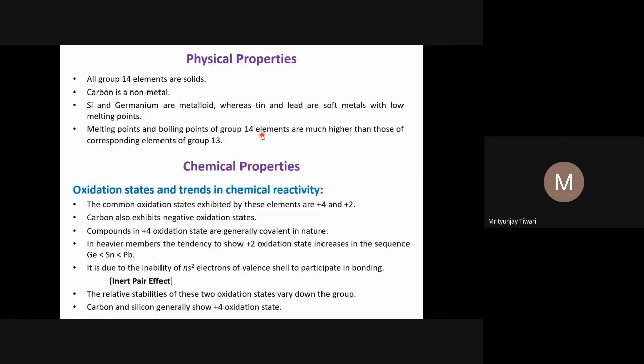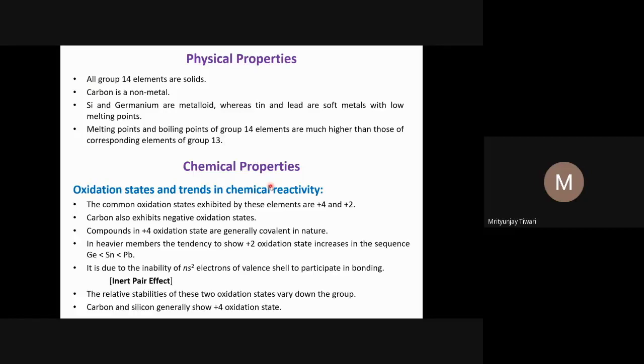Corresponding elements means elements of the same period. If you want to compare the melting point of carbon, you should compare it with the melting point of boron, because boron is in the same period. And if you want to compare silicon, you should compare it with aluminium. So the melting point of silicon is much more than the melting point of aluminium, and similarly one can say similar things for the others.